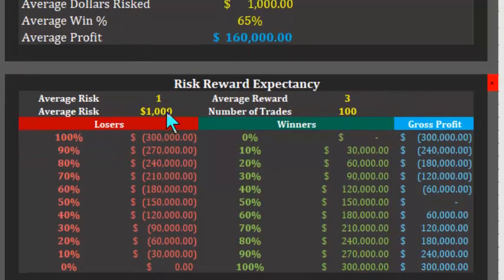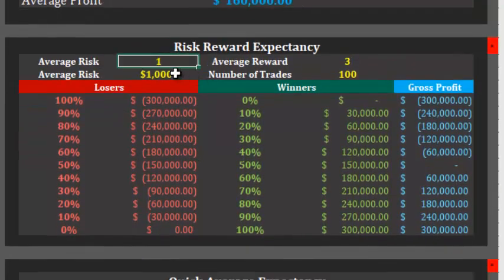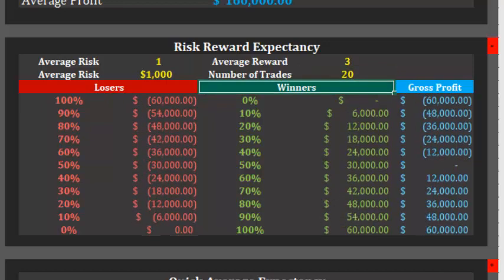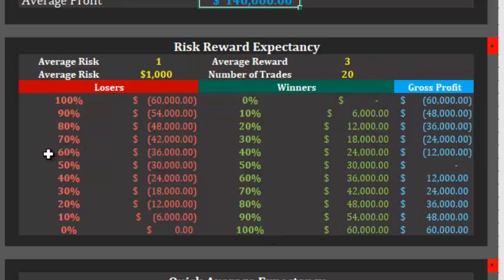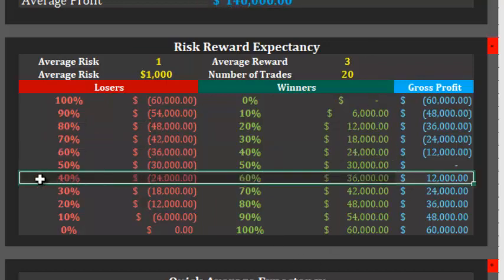You can take the same information and put it in here. If you know that you, on average, risk $1,000 per trade and your reward ratio is 3, so you make $3,000 per trade, you can put the number of trades in, or the sample size, maybe 20 in this instance, and you can get a quick snapshot of your risk-reward expectancy. So your win rate was 65%, let's say 60 to make it easier. You go to the 60% win rate and highlight it, and you'll see that on average your gross profit over a series of 20 trades would be $12,000. You'll make $36,000 on average, and you'll lose $24K on average.